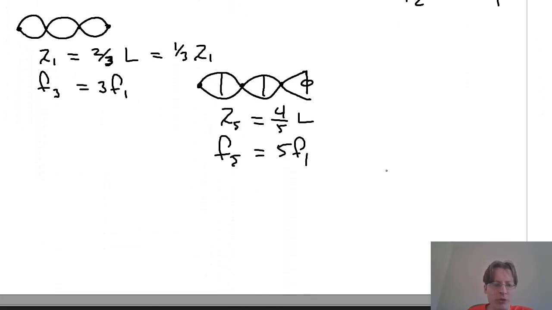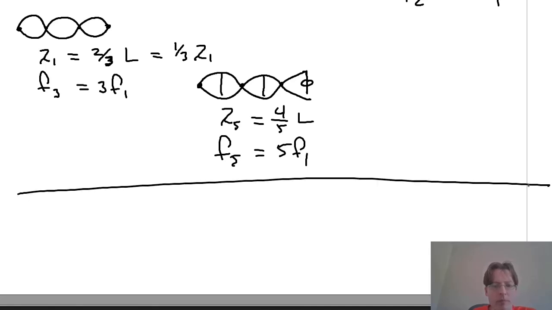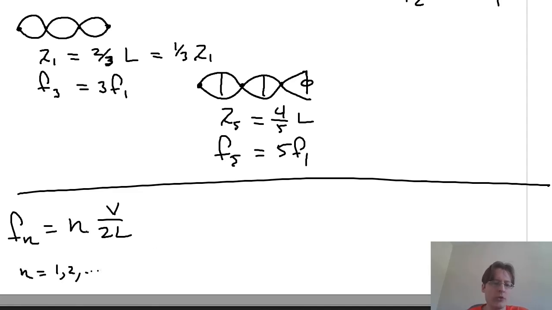Let's summarize all the results here. If it's a node at both ends, we saw that the nth harmonic is equal to n times v over 2L. And you hit every integer value, 1, 2, 3, and so on. 0 is not an option. That would be like no wave at all, no frequency. Doesn't make sense. Then if it's a node-antinode situation, you get an infinite series of harmonics.